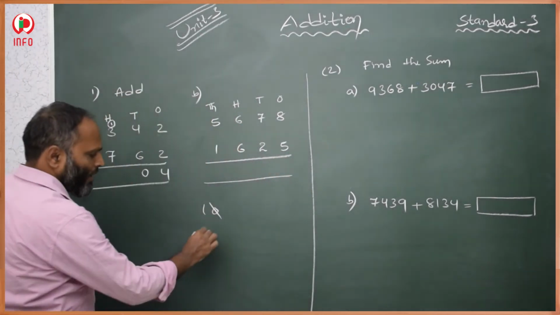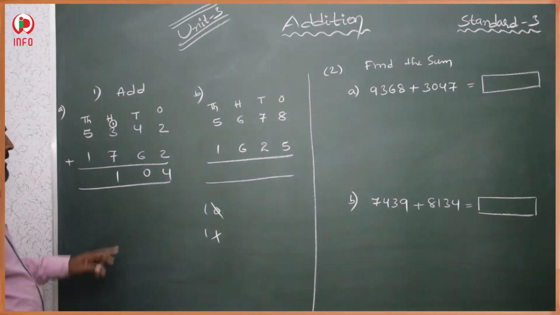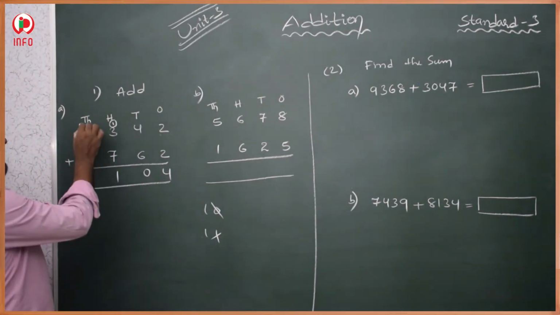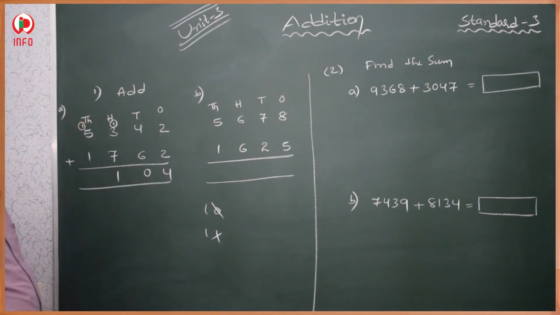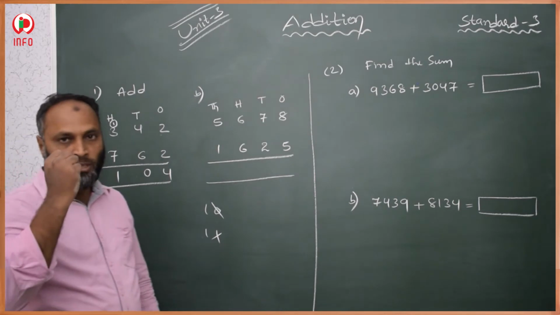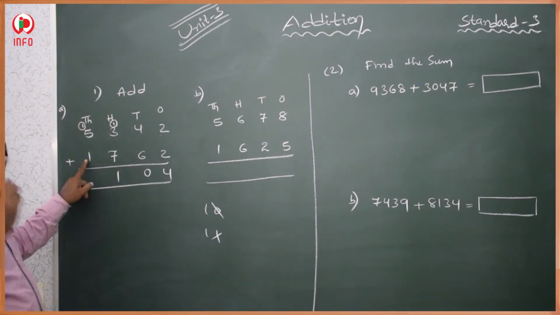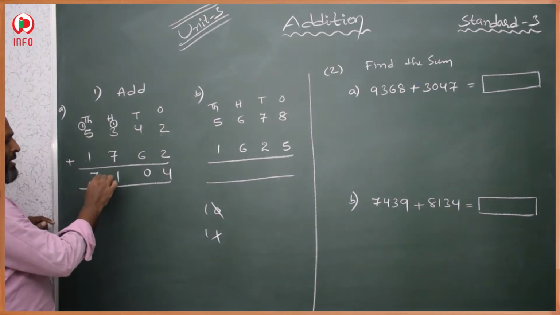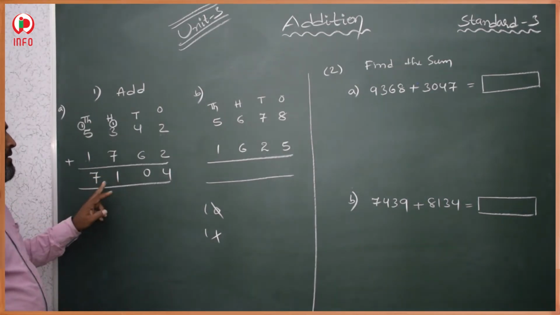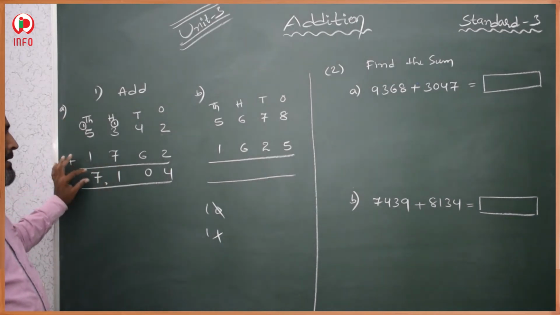11. Then how to write this 11? This 1 you have to write here, and this 1 we keep on the thousands place. And after that, 5 plus 1 is 6, 6 plus 1 is 7. The answer is 7104. These two are addends, this is our sum.